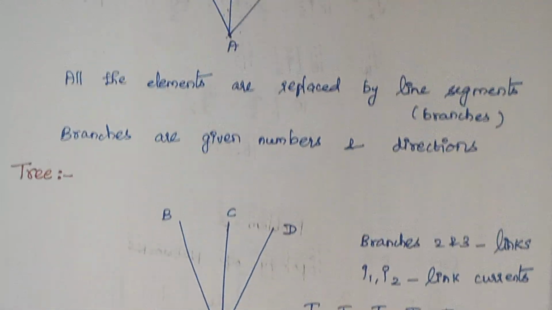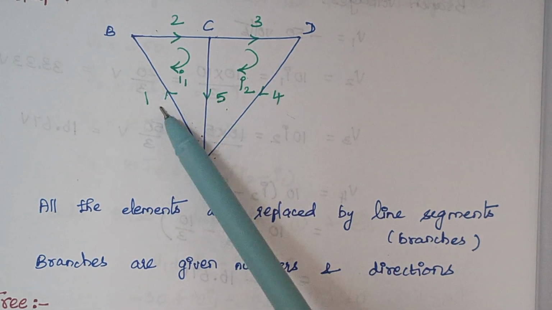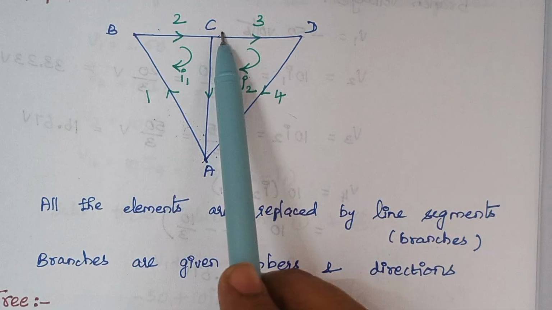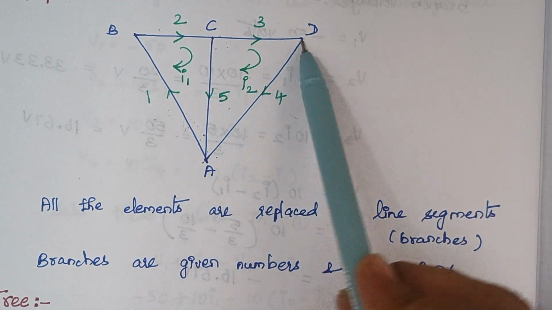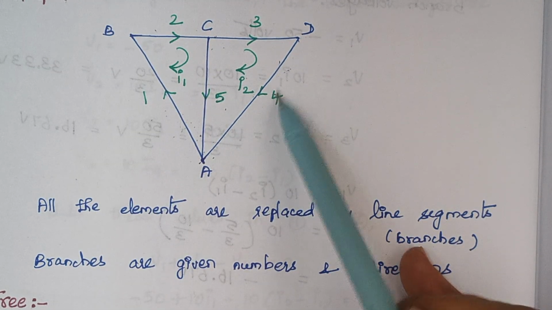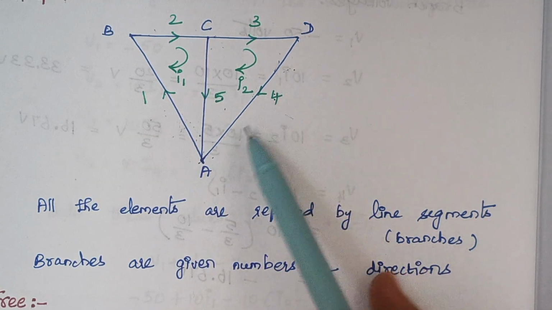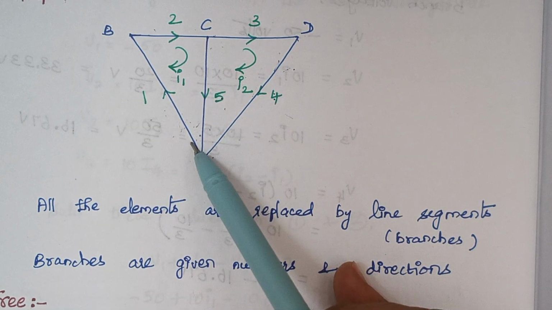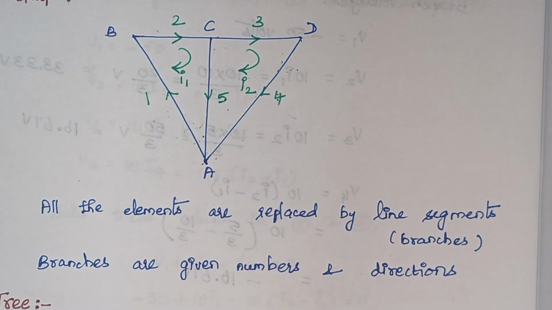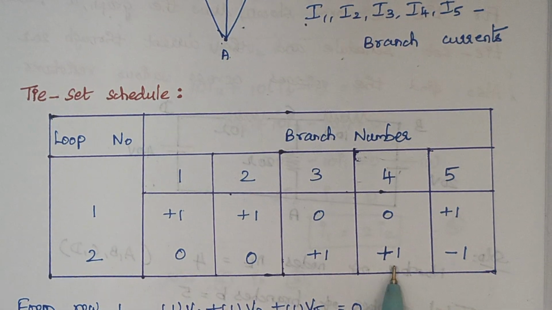Now, we are proceeding with our loop 2. So, in loop 2, branches 3, 4 and 5 are involved. So, under branches 1 and 2, we have to write 0. So now you see branch 3 and this loop 2 current are in the same direction. So here we have to write plus 1. And again here also they are in the same direction. You see this branch current is like this and again this loop current is like this. So here we have to write this as plus 1. And again here in this branch 5 the current direction is opposite. So there we have to write minus 1. So here you see it is 0, 0, plus 1, plus 1 and minus 1.